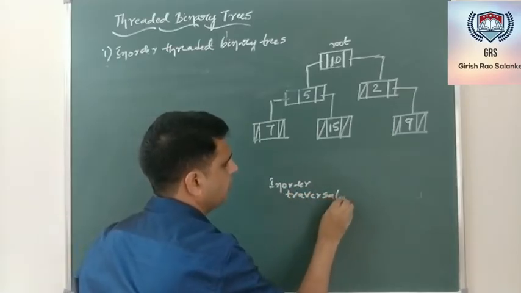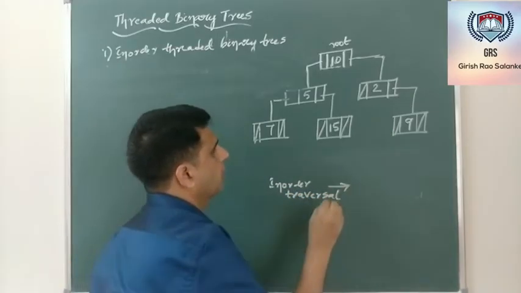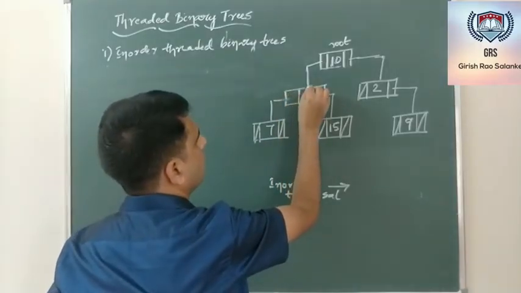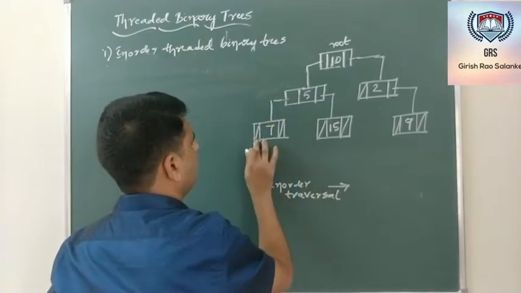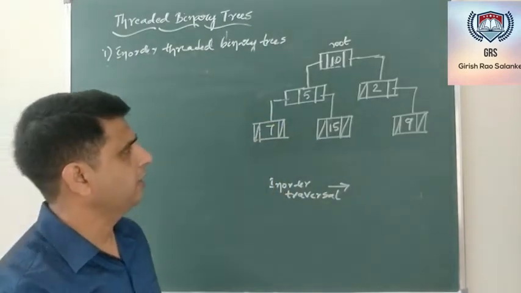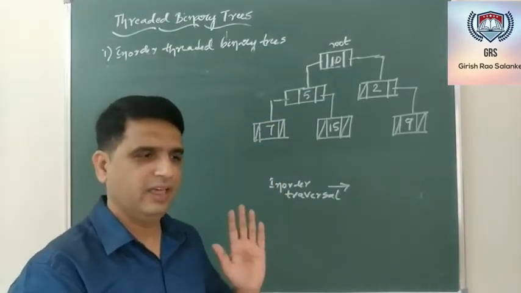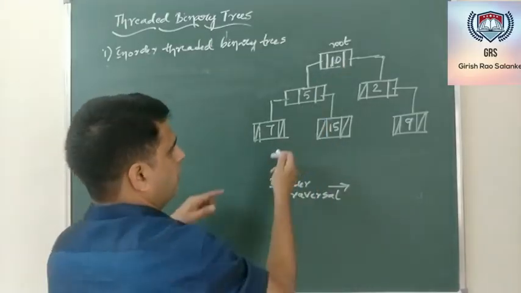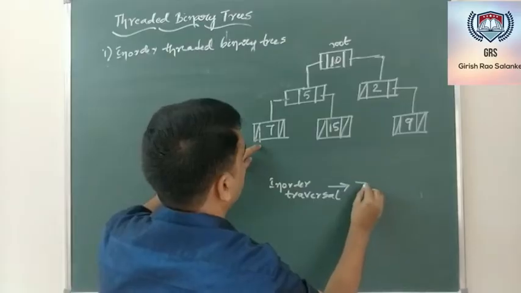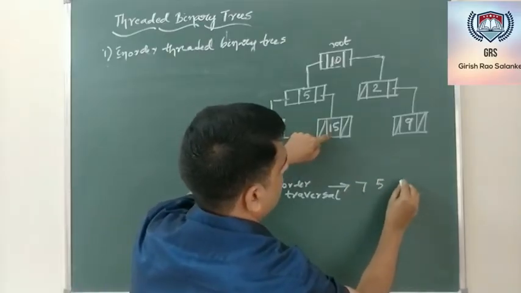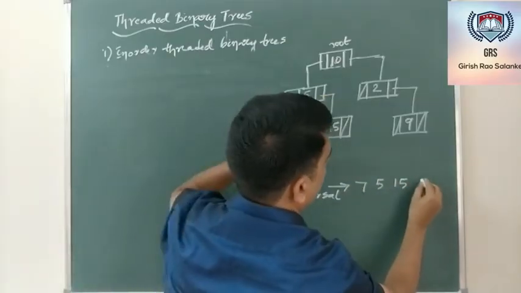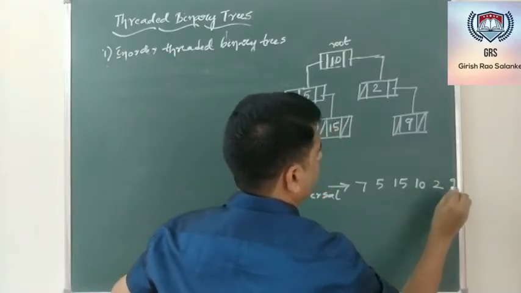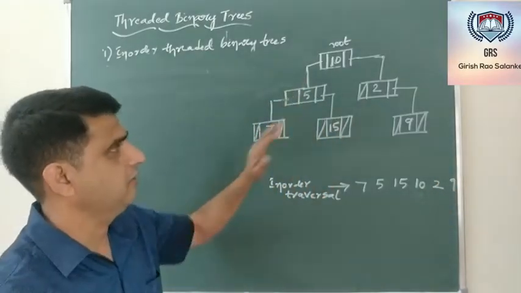So what is the in-order traversal for this particular tree? We know that in case of in-order traversal, first is the left, then the node, and then the right. So in-order traversal for this is 7, 5, 15, 10, 2, and 9. So this is the in-order traversal for this.